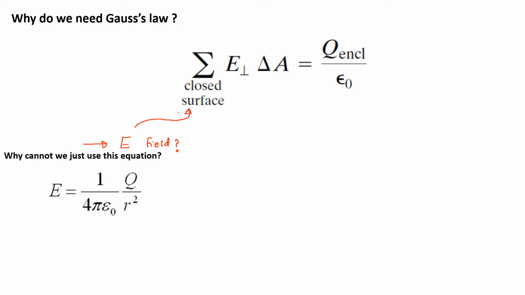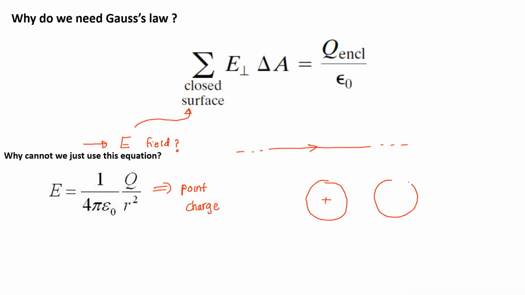Now you might wonder, why can't we use this equation? Why can't we just use this? Very good. So the answer is, this equation is only valid for a point charge. But in your lecture, you have seen that you use Gauss's law to find the electric field due to line charges, due to spherical objects, spherical shells. Then what else? Sheet charges, cylinders. You have seen so many examples of charges which are not point charges, right? So we cannot use this equation for anything other than point charge.